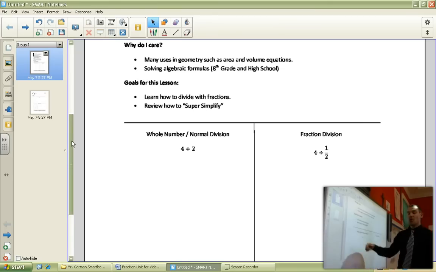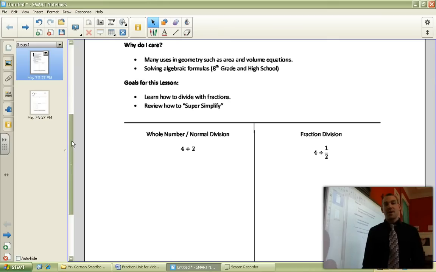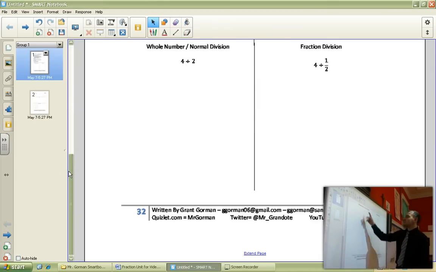So goals for this lesson: we're going to learn how to divide with fractions, and we're going to review how to super simplify, like from the mathematics video. And to help you guys review, we're going to use a little review of whole number normal division.